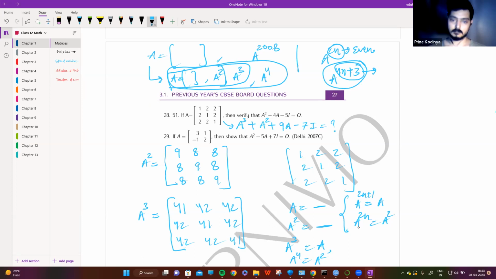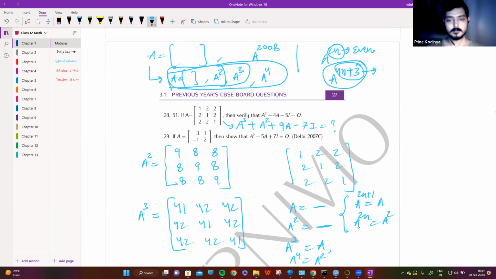So there may be some questions. If you solve any book other than NCERT, you will find such questions in which you have to find patterns. And that is why we solved this question, to identify that they are also forming a pattern. A was like this, diagonals are the same, the rest are the same. A square is also like this, diagonals are 9, the rest are 8. A cube is also like that. Diagonals are 41, and all the rest are 42. Now we can put these values and find the value of this expression.